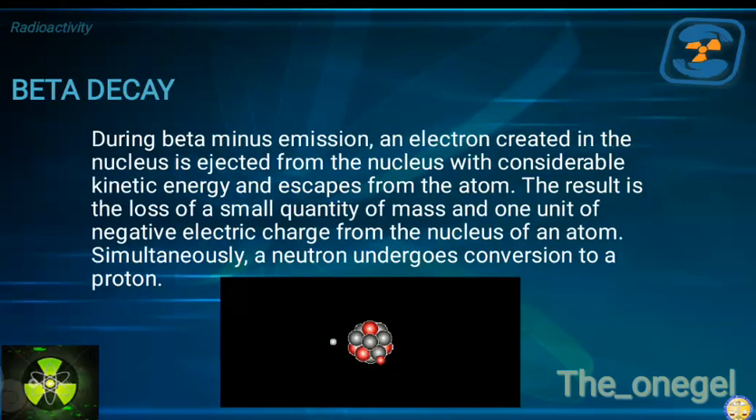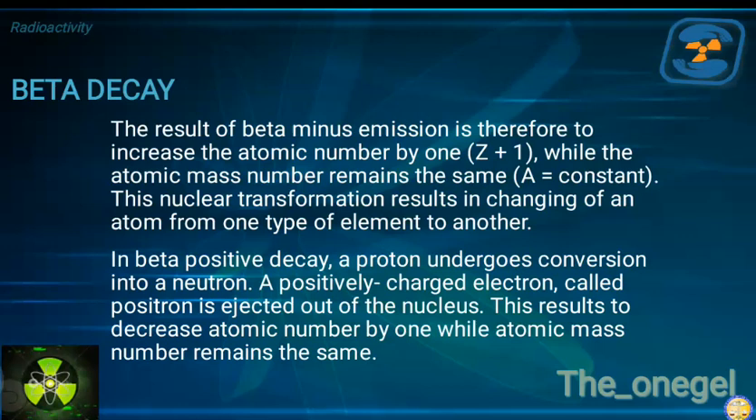In beta positive decay, a proton undergoes conversion into a neutron. Kasi si proton, nagdadala ng atomic number, so may mababawas na isa, kasi magiging neutron siya. So, a positron, or a positively charged electron, is ejected out of the nucleus. This results in a decrease of atomic number by 1 while atomic mass number remains the same.